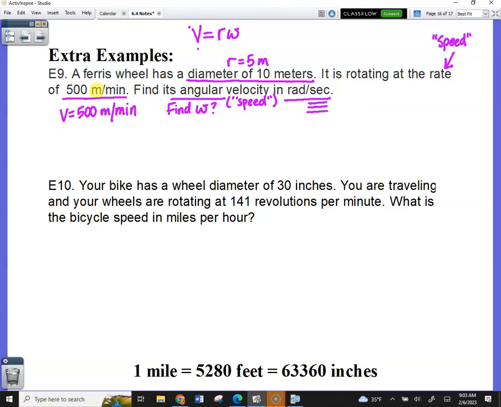So this is our formula that we start with, right? But if we're finding the angular speed, we learned on the last example, we just divide by r. So when I write this, do y'all know where it comes from? Angular speed equals v over r. Make a note, you can come up here and say v equals r omega, or angular speed is v over r, depending on which one you need.